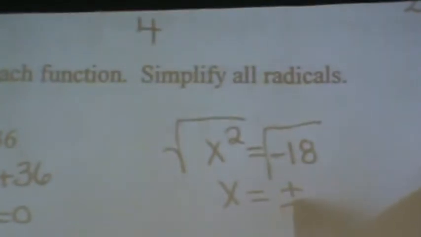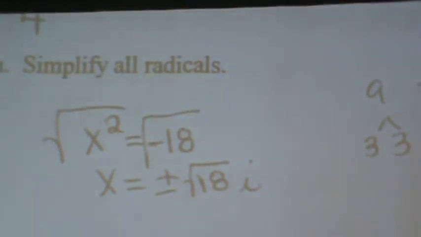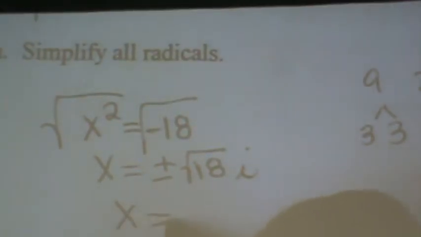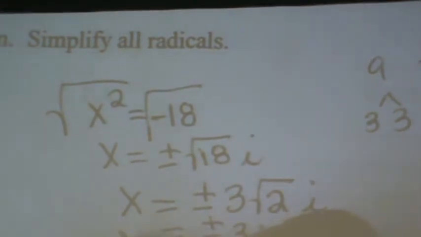So I get plus or minus root 18i. But can I simplify 18? 9 times 2 is 18, and 9 is 3 times 3. So what's my best answer? Plus or minus 3 root 2. I don't care if you put the i there. Some people put it right there. I'm good with either one.